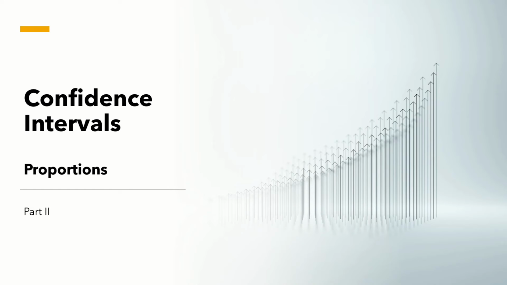Hi everyone. So in the previous video, we looked at confidence intervals for large and small samples, and we found the interval in which the true population parameter lies. But we can also use confidence intervals when dealing with proportions.